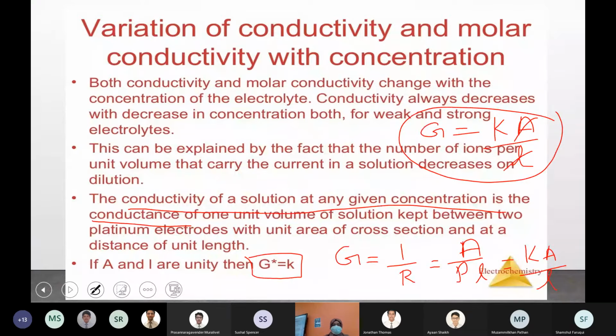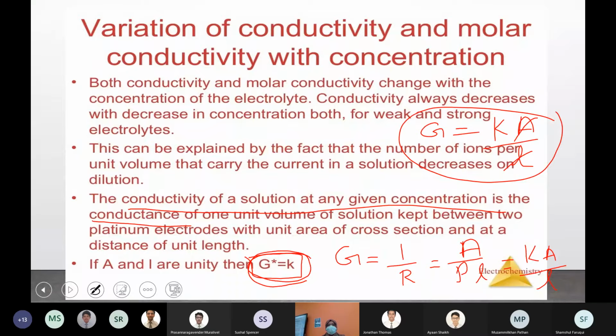So that's why here they written like this. Don't get confused why conductivity and conductance is equal. It is equal only when you're taking unit length and unit area of cross section. So is it clear with the conductivity?